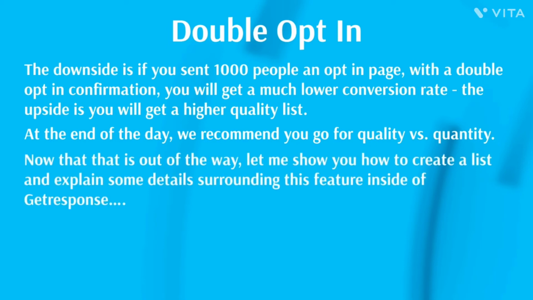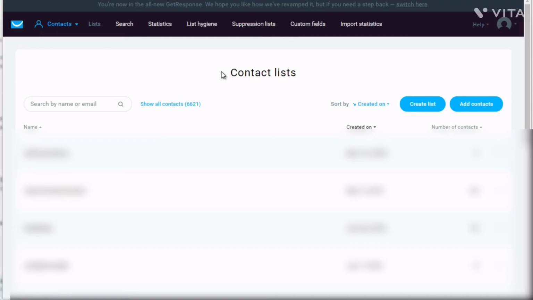So now that that is out of the way and we've talked about the fundamentals and some advanced strategies, let me show you how to create a list within GetResponse and explain some details surrounding this feature inside of GetResponse. As far as creating a list, it's actually very, very easy to do once you understand how everything is laid out. Even though it might take me about 5 or so minutes to teach you, once you get a hang of this and start creating list after list after list, it'll actually be easy.